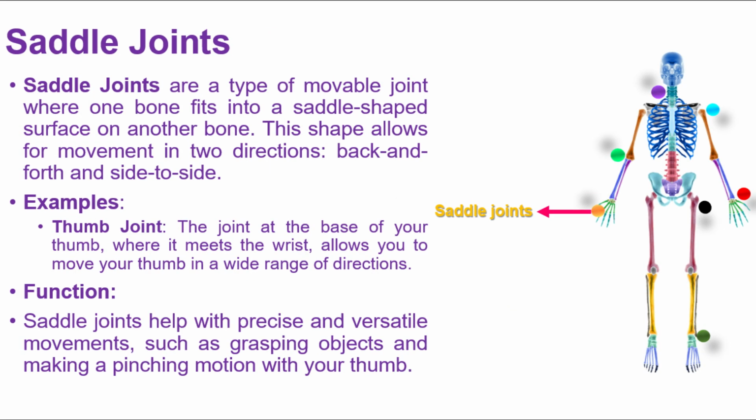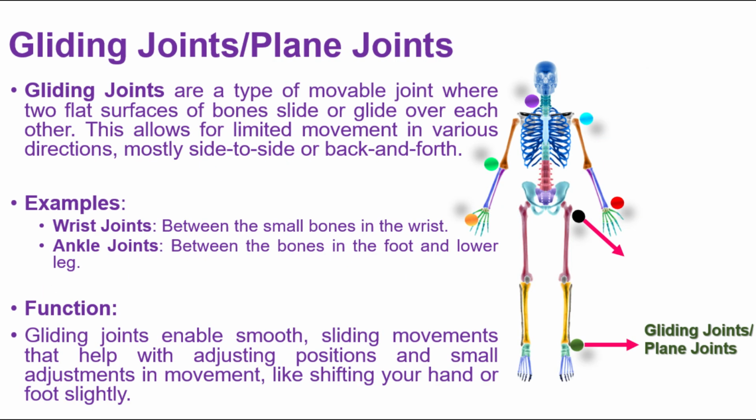Saddle joints. Saddle joints are a type of movable joint where one bone fits into a saddle-shaped surface on another bone. This shape allows for movement in two directions, back and forth and side to side. Examples: thumb joint, the joint at the base of your thumb, where it meets the wrist, allows you to move your thumb in a wide range of directions. Function: saddle joints help with precise and versatile movements, such as grasping objects and making a pinching motion with your thumb.